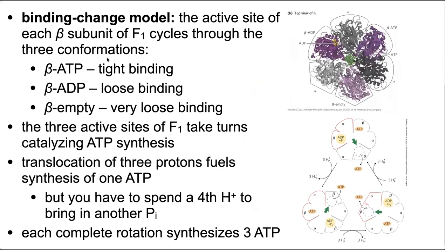This theory is called rotational catalysis. In a little more detail, F1 has three each of its alpha and beta subunits. The beta subunit is where we have our active site. The beta subunit can be in one of three conformations. One holds on really tightly to ATP, the tight binding form. Then we have the loose binding form, which binds ADP. And then we have the empty form, where it's very loose binding.